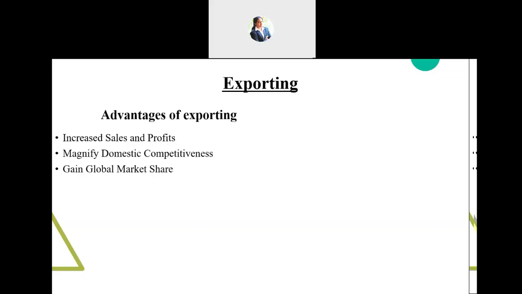Now, it can be any company. Before committing its resources to a project in export business, it should always analyze the benefits and disadvantages of exporting. The advantage is that definitely you will have your sales in your domestic country. When you go to another foreign country, there would be increased sales, and because of this increased sales, the profits are definitely going to increase.